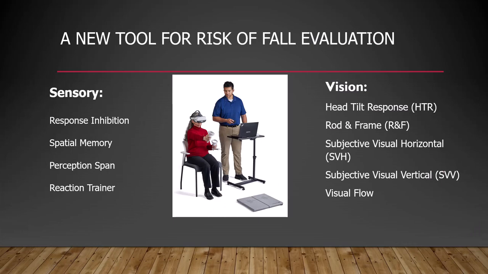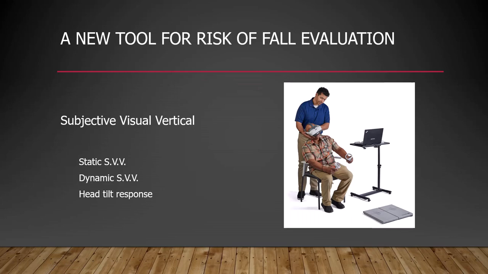A few words about the new head-mounted display. It is very cost and space effective, and it lets us do sensory evaluations for response inhibition, spatial memory, perception span, and reaction training. And on the visual side, we can do head tilt response, or rod and frame, subjective visual horizontal, and subjective visual vertical, and visual flow. Again, here's a quick picture of the head-mounted display in use. And we can do these sitting, and we can also do them standing on the balance board.